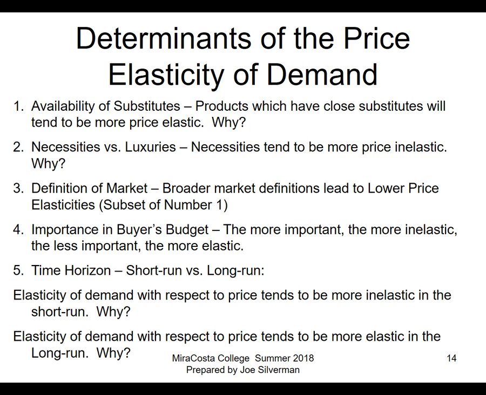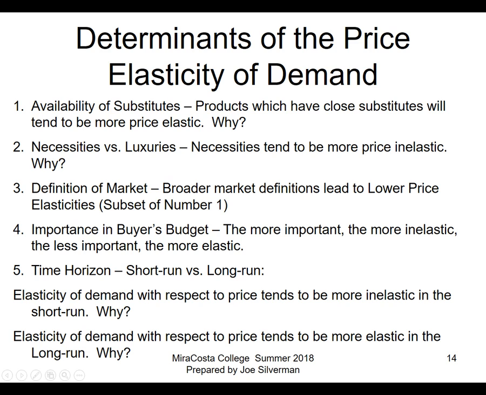Usually we buy it because we're planning on using it up somehow. So necessities tend to have a higher price. The price elasticity of demand tends to be more inelastic for necessities. All right, definition of a market. If we broaden our definition of a market, things tend to become more elastic. In other words, we tend to become more price sensitive.